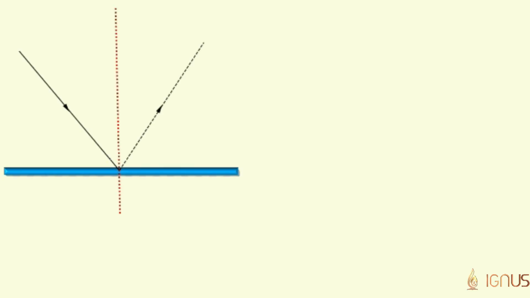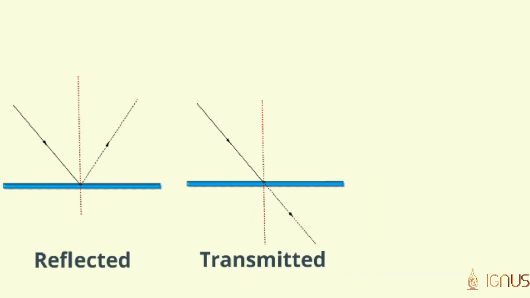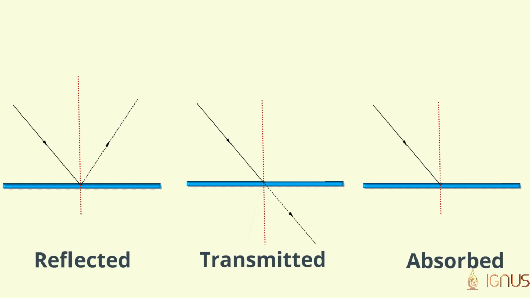What can happen when a beam of light is incident on the surface of any object? When the light beam is incident on the surface of any object, a part of the light can be reflected by the object, a part of the light can be transmitted, that is, it may pass through the object and get out from the other side, and a part of the light can also be absorbed by the object. The amount of light reflected, absorbed or transmitted depends on the material that the object is made up of.